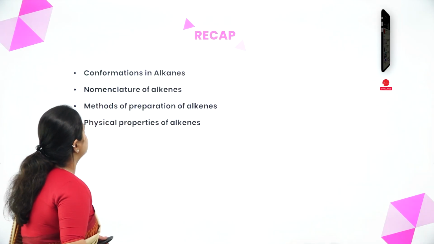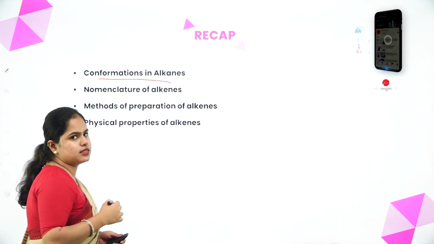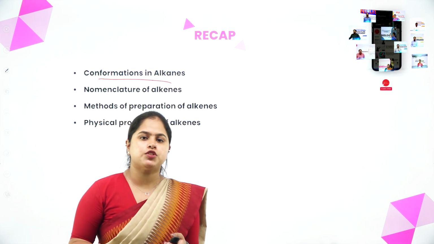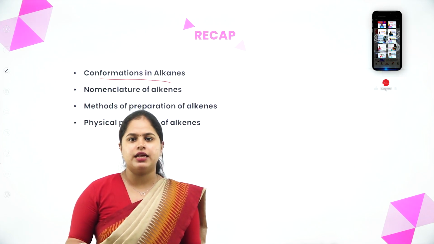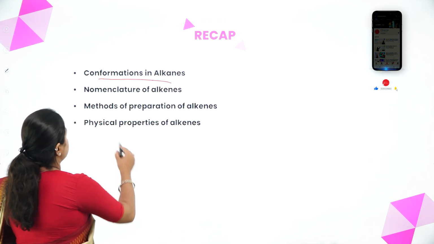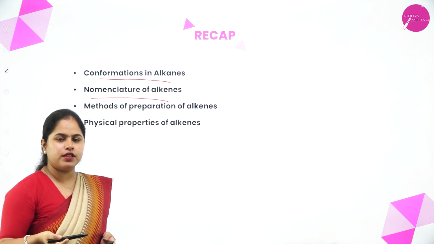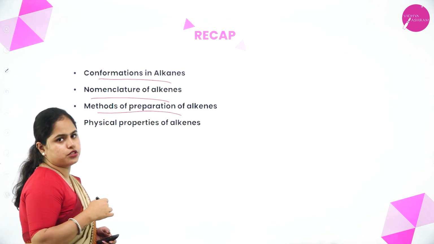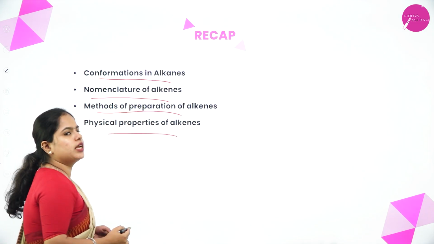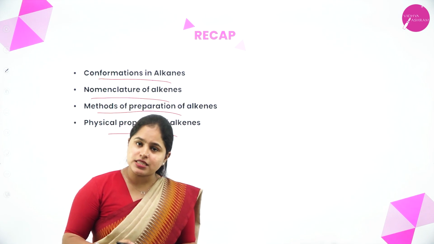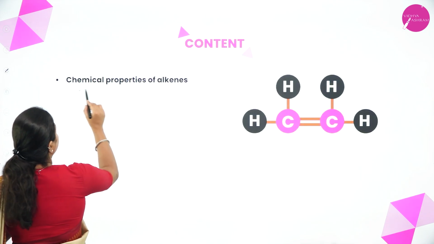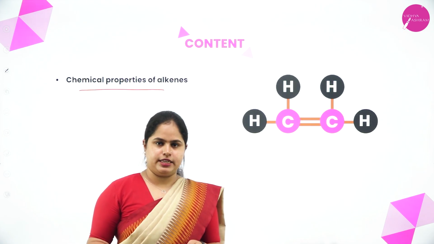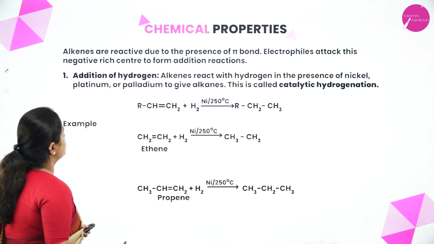Last session, we discussed the conformations in alkanes, that is eclipsed and staggered conformation, and the two types with which we can represent them, Newman's and Sawhorse conformation, right? Now, we started with alkenes. We completed nomenclature of alkenes, the methods of preparation of alkenes, as well as the physical properties of alkenes. So, in today's session, we are going to study the chemical properties of alkenes, that is, the chemical reactions of alkenes. So, let's begin with the first one.